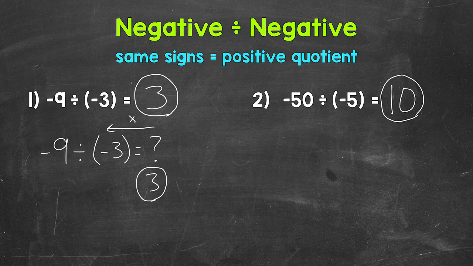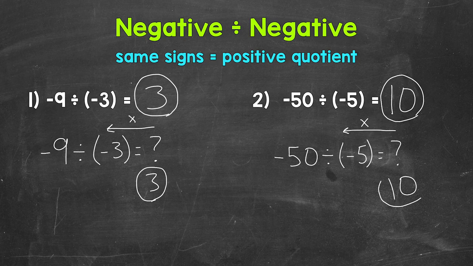Let's also take a look at this using the inverse of division, the opposite of division, multiplication. We will go the opposite way here. So negative 50 divided by negative 5 equals what? So what times negative 5 equals negative 50? That's going to be positive 10. 10 times negative 5 equals negative 50.